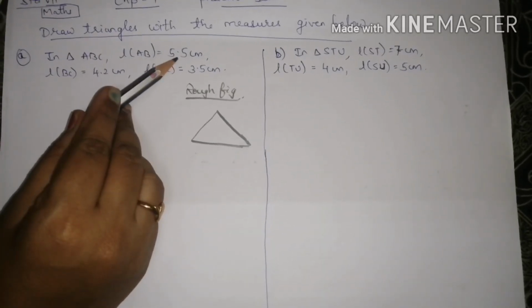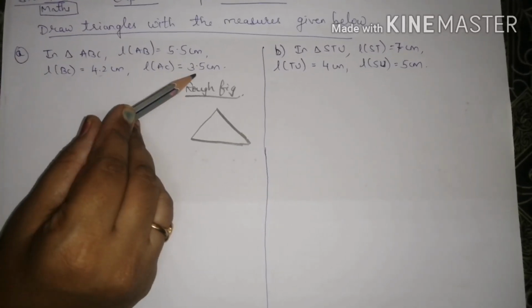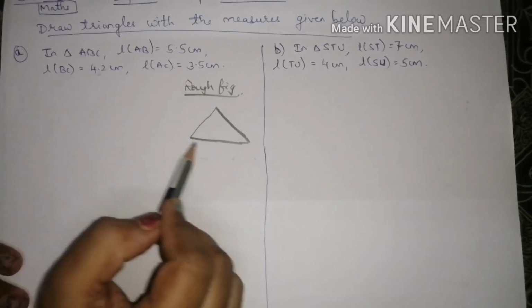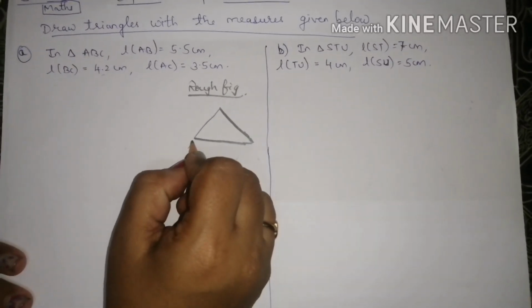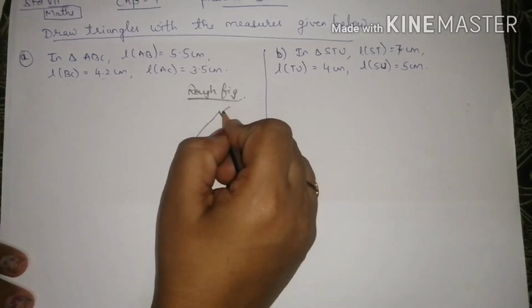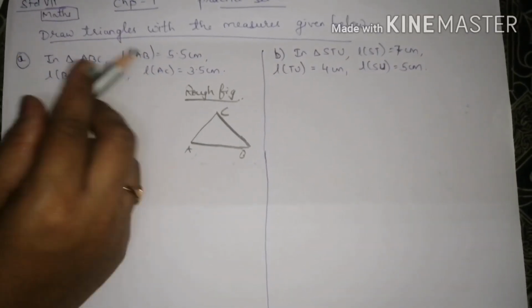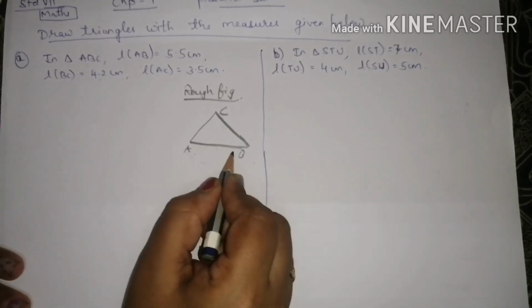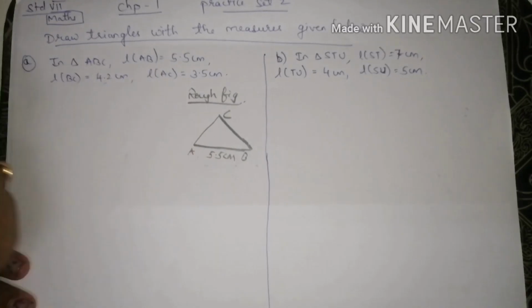Length of AB is 5.5 centimeter. Length of BC is 4.2 centimeter. Length of AC is 3.5 centimeter. As it is a rough figure I am just naming it. What is the name of the triangle? ABC. So I am giving the name like this to the triangle ABC. Now length of AB is how much? 5.5 centimeter. So where is AB? How much is it? 5.5 centimeter. So write how much it is given.